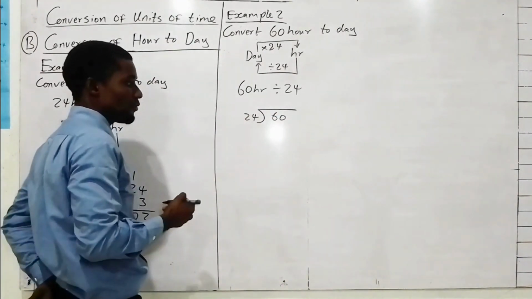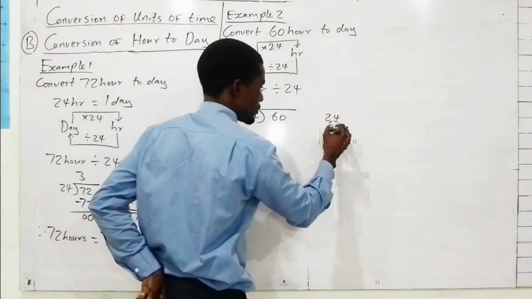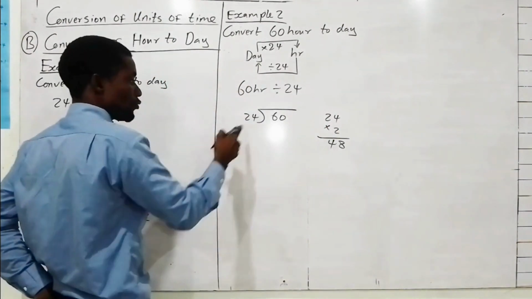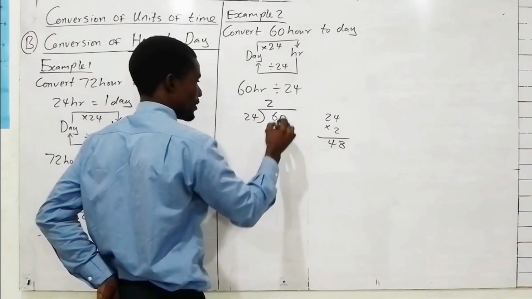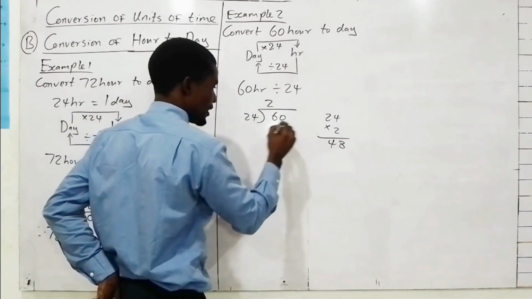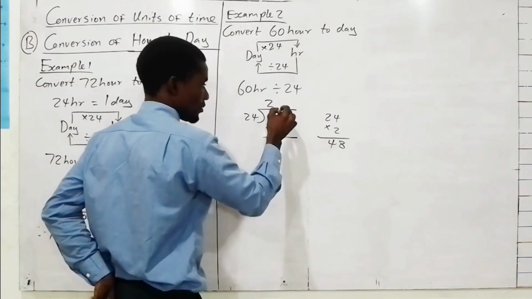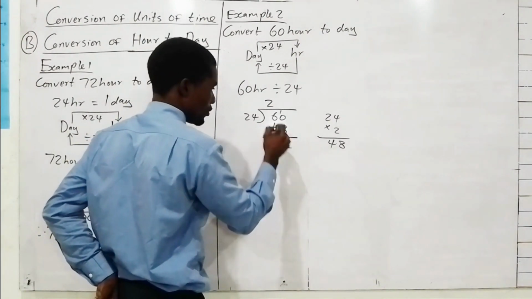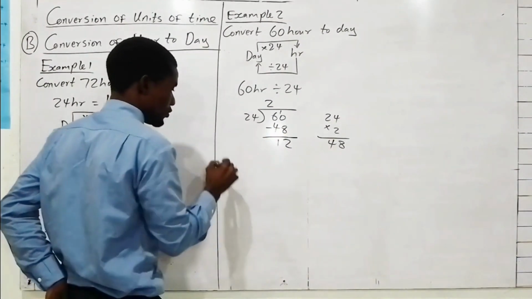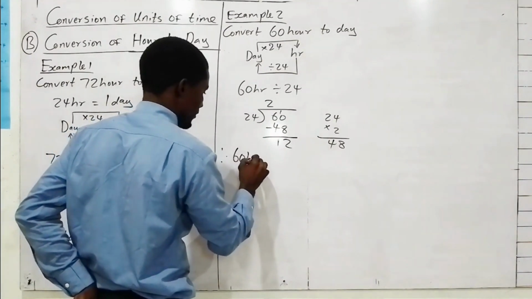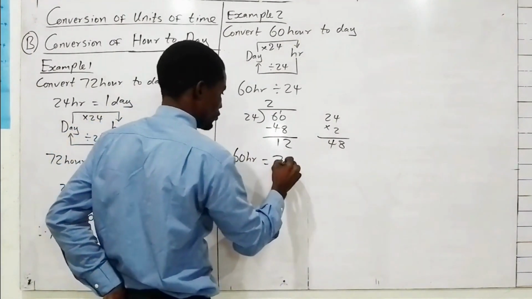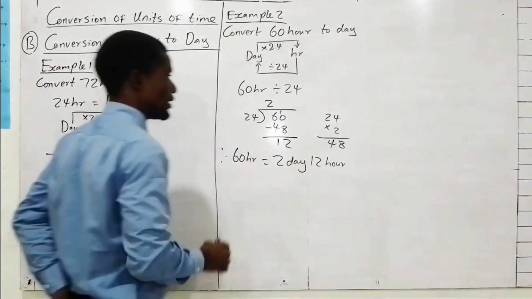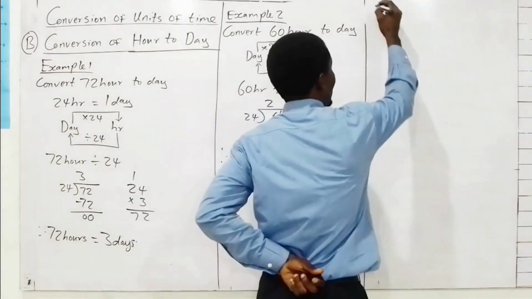How many times can 24 go in 60? So we have 24 times 2. 2 times 4, that's 8. 2 times 2, that's 4. So 24 can go in 60 2 times. We subtract 48 from 60. 0 minus 8 is not possible. Borrow 1 from this 6 to make it 10. 10 minus 8 gives us 2. 5 minus 4, that's 1. So therefore, 60 hours equals 2 days, 12 hours.